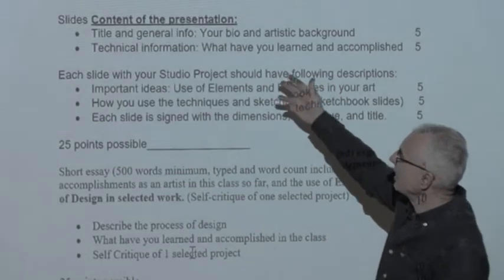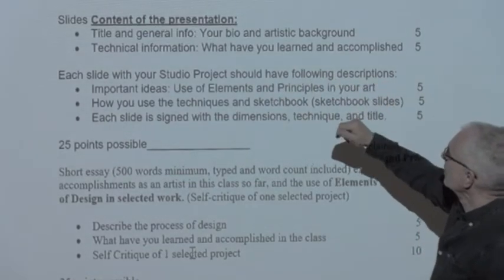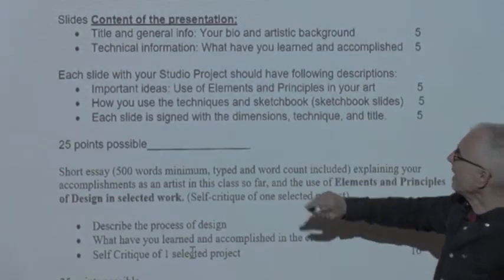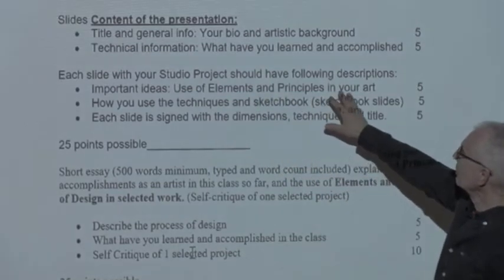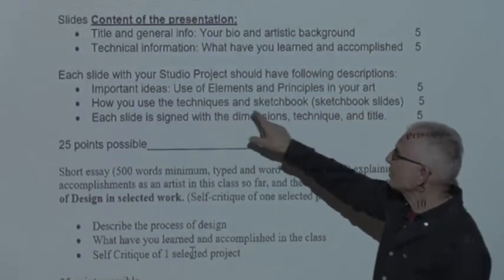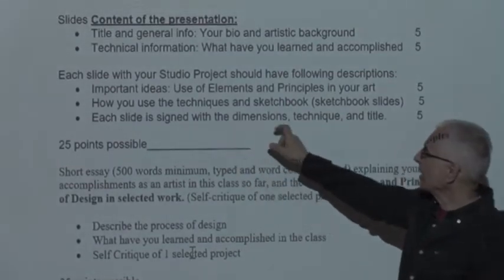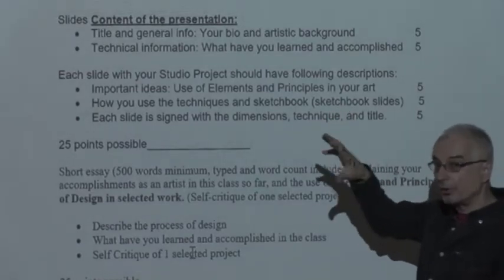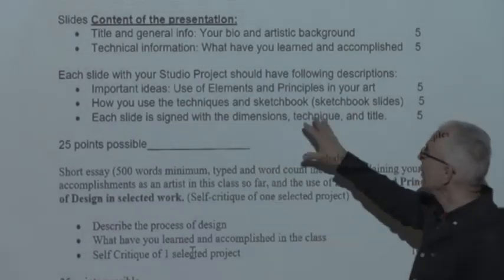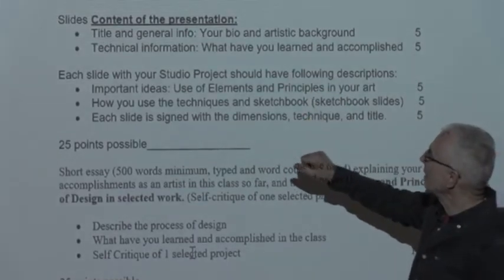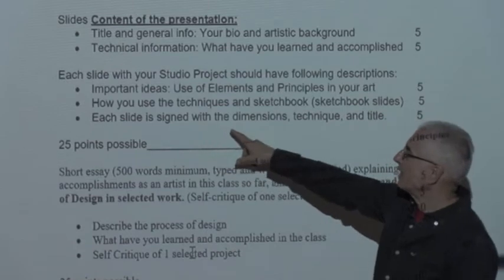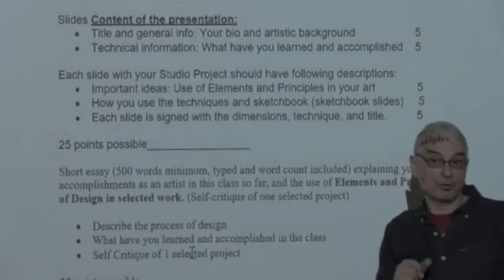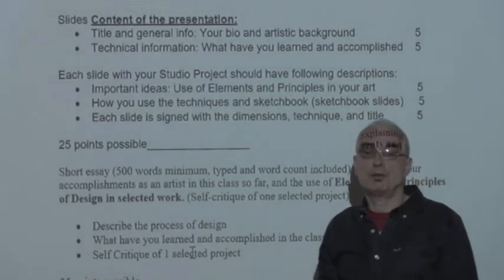The first thing is the title and general info, your bio and artistic background, technical information, what you have learned and accomplished. And then each slide with your studio projects has the following description: important ideas, use of elements and principles, how you use the techniques, and sketchbook. So you add a sketchbook slide where you can put 2-3 pages showing how you designed towards your project. And then you have to make sure that each slide is signed with the dimension, technique, and the title. That's the fun part. I hope it will be a fun part for you to start naming, labeling, titling your project.